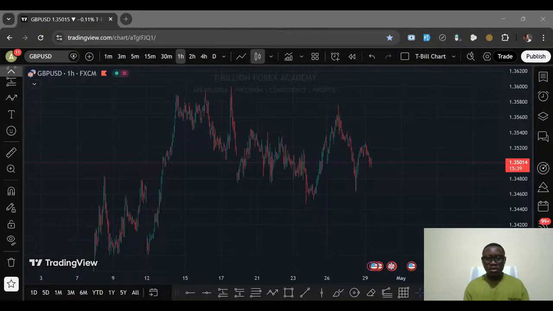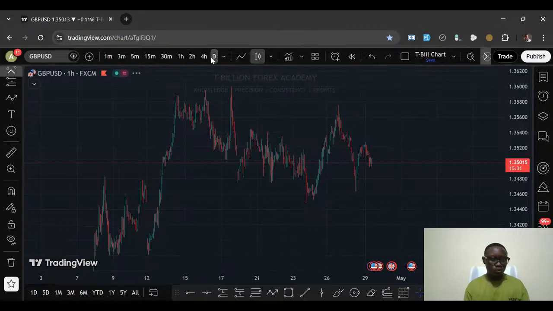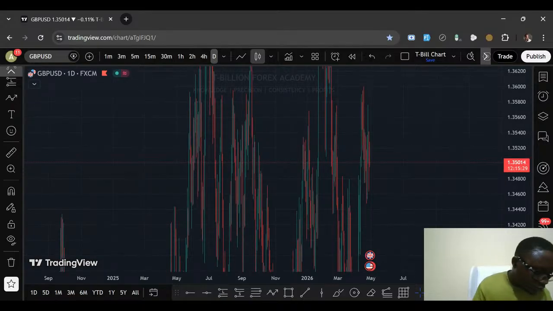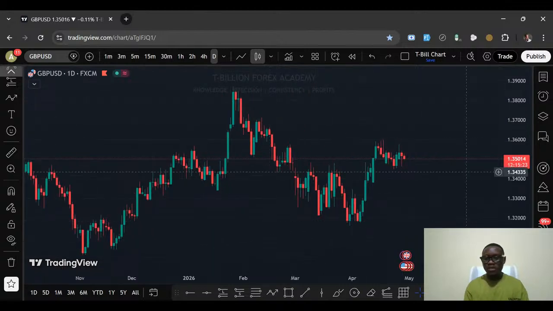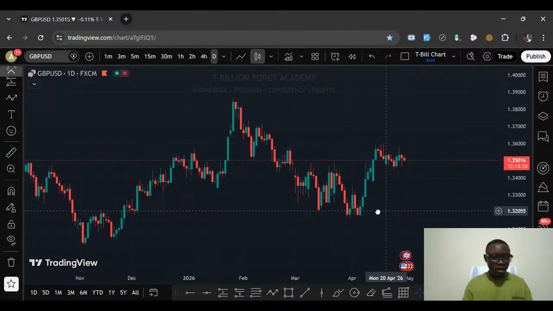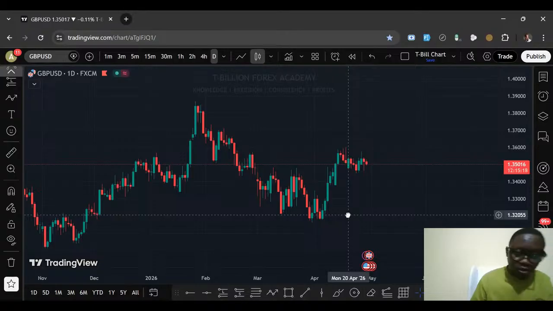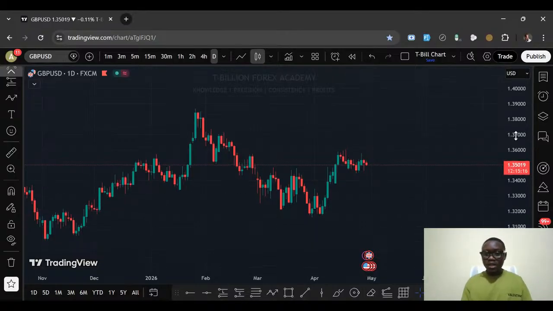Okay, so GBPUSD, as always, we begin our top-down analysis process from the daily time frame, right? And what do we do? We simply establish our directional bias, right? After establishing our directional bias, we map out our external liquidity. Okay, and we take trades basically in the direction of our bias.